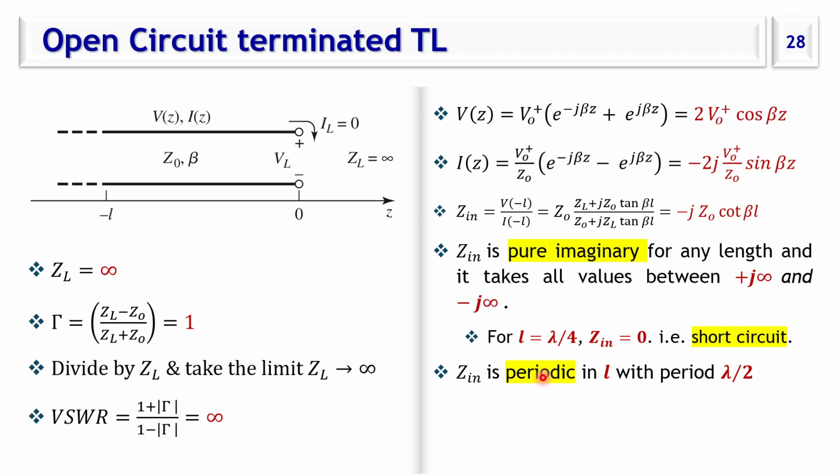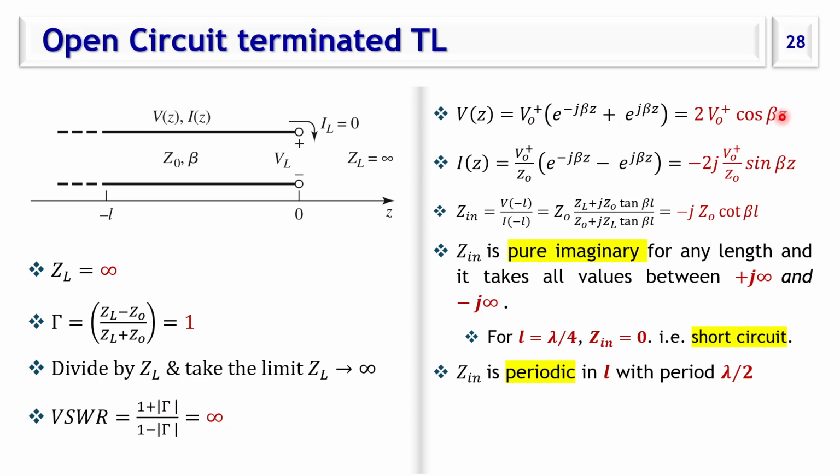The second special case for a transmission line termination is the open circuit transmission line. Open circuit, ZL equals infinity, current equals 0. So at the load, we can calculate gamma, the reflection coefficient. We'll find it to be 1. The standing wave ratio will equal infinity.